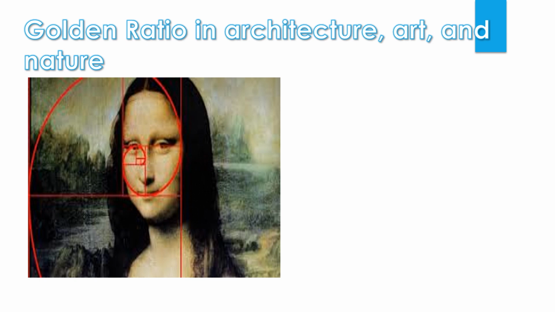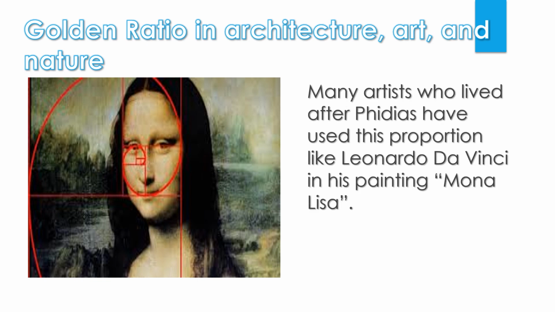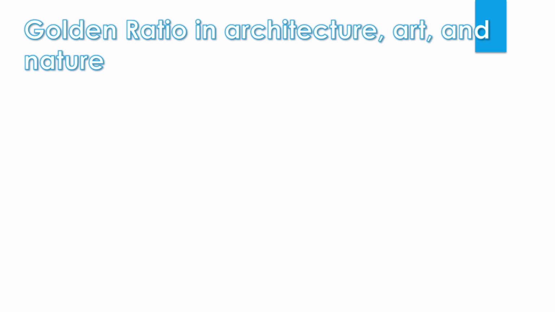Okay, how about this one? Do you know this? Okay, isn't it Mona Lisa? Okay, so the spiral I showed you earlier, I will explain later why it is like that and what its connection is to the face of Mona Lisa. It says here, many artists who lived after Phidias have used this proportion, like Leonardo da Vinci in his painting Mona Lisa. Okay, so from here, we can see that it has a golden ratio.